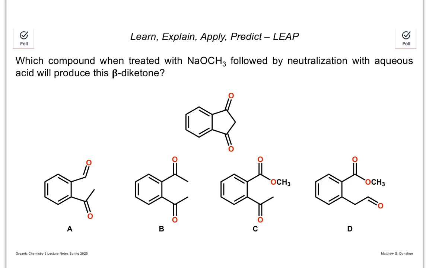So shown is a target, and then A, B, C, or D is the starting material. So which starting material, A, B, C, or D, when treated with sodium methoxide gives the target?